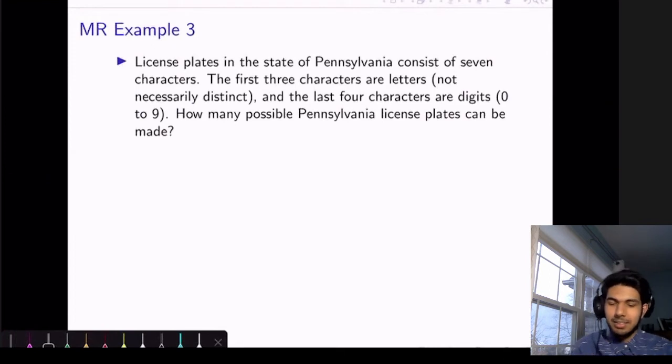So license plates in the state of Pennsylvania consist of 7 characters. The first 3 characters are letters, not necessarily distinct. The last 4 characters are digits, 0 to 9, and not necessarily distinct. How many possible PA license plates can be made?